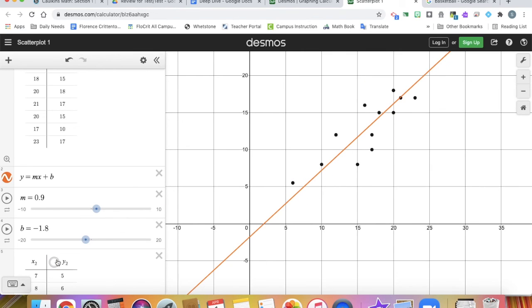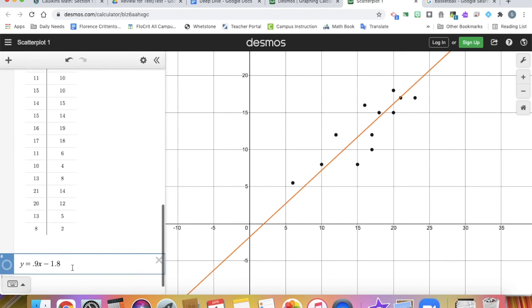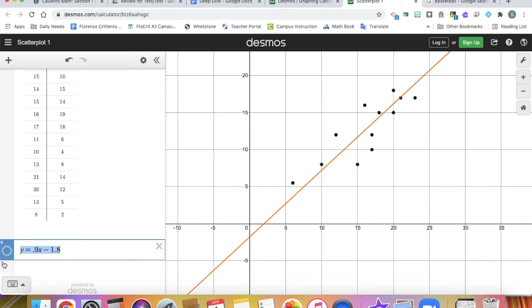So here's what's going to happen on the test. They're going to give you a first set of data and ask you to create the line of best fit and figure out the equation. So if I put the slope and the y-intercept in the equation down here, here's the whole equation as an equation.